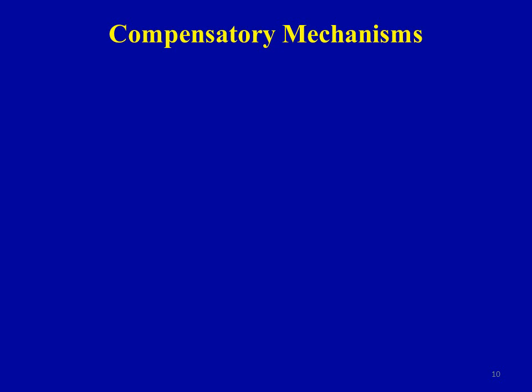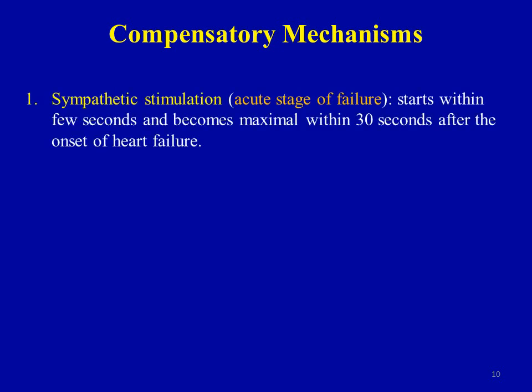Now in the second part of the lecture, let's talk about the compensatory mechanisms that are employed by the body to recover the cardiac hemodynamics back to normal or near normal. So what are the different compensatory mechanisms that are employed in heart failure? First of all, we have the sympathetic stimulation. It is employed in the acute stage of heart failure. It starts within a few seconds and becomes maximal within 30 seconds after the onset of the heart failure. So it is an immediate compensatory mechanism that is employed in the acute stage of heart failure.